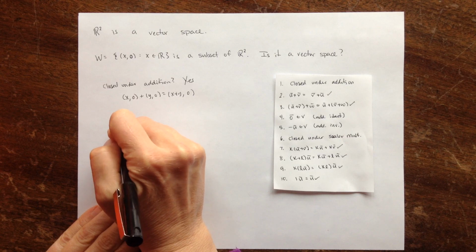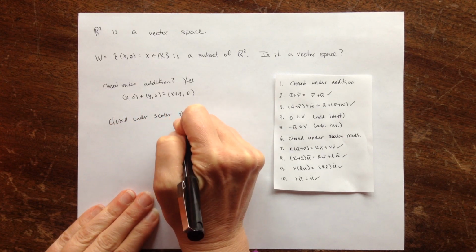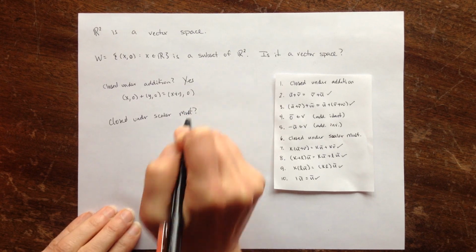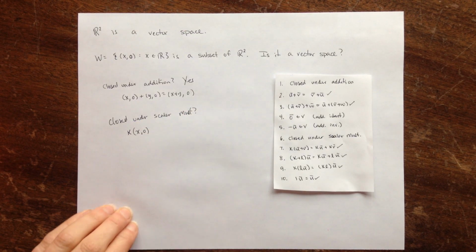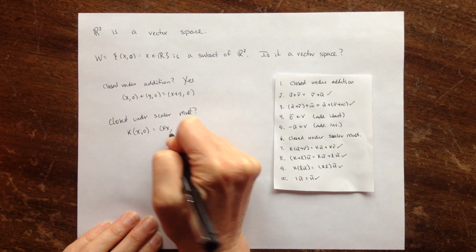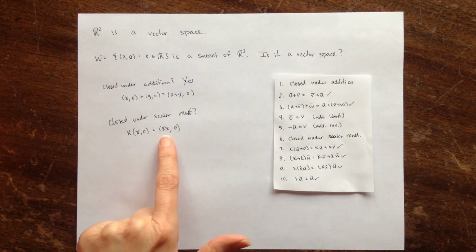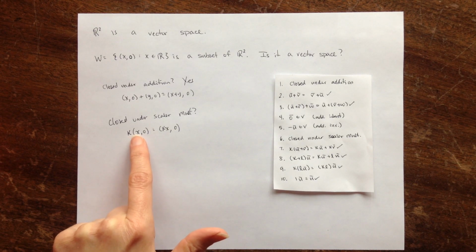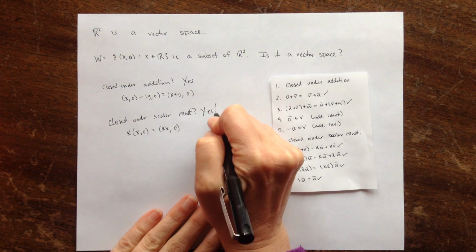And it is closed under scalar multiplication. So I'm going to take something in there, x, 0, and I'm going to take a scalar k from the reals, and when you multiply those together, you get k times x, and k times 0 is 0. So it is also closed under scalar multiplication, because when you take a scalar and multiply by a vector in there, you get another vector in there. So the answer there is yes.